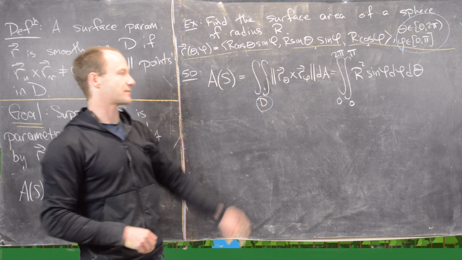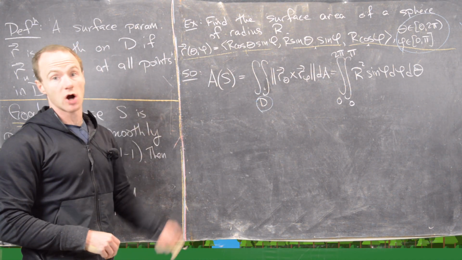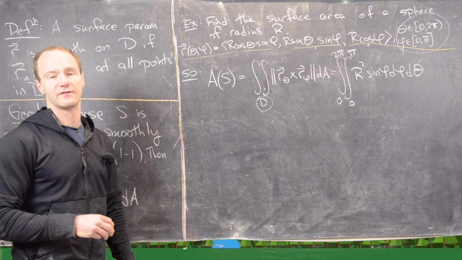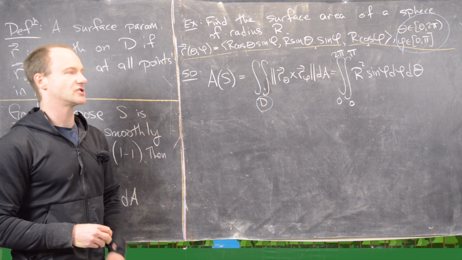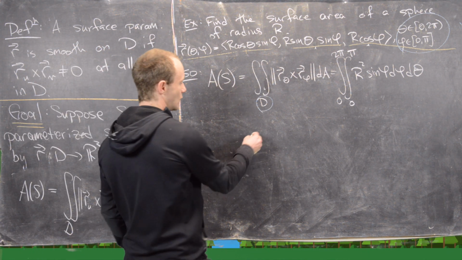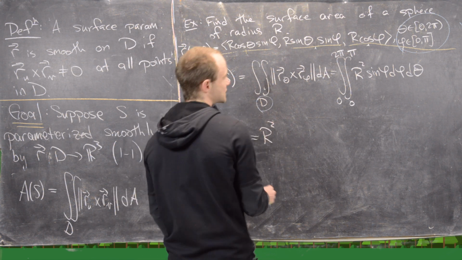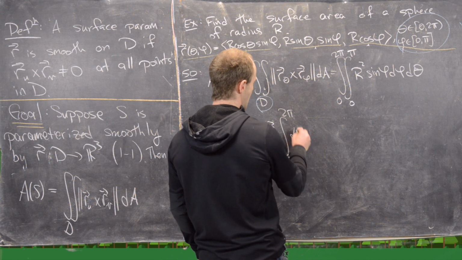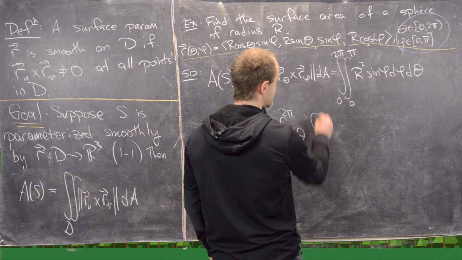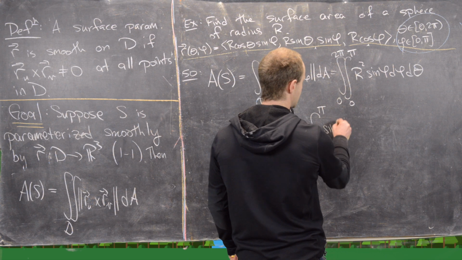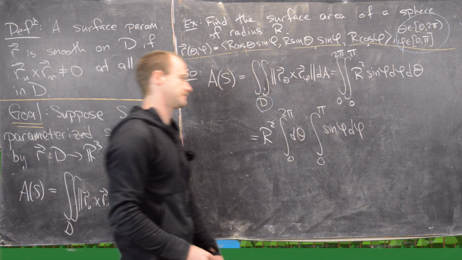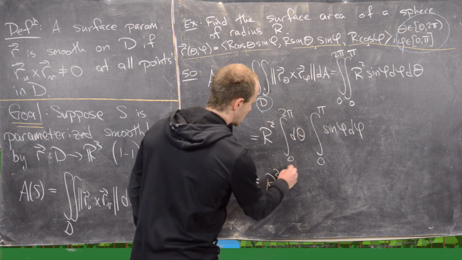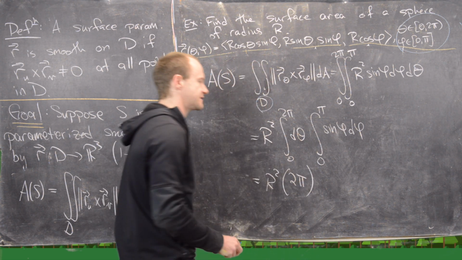Okay, but this is a product, so r squared is a constant, and then we can think of this as a product of a theta function and a phi function. The theta function is just the constant 1, so we can write this as r squared times the integral from 0 to 2 pi d theta times the integral from 0 to pi of sine phi d phi. But now we can take the antiderivative of both parts, so this is going to give us r squared. This part very clearly gives us 2 pi.